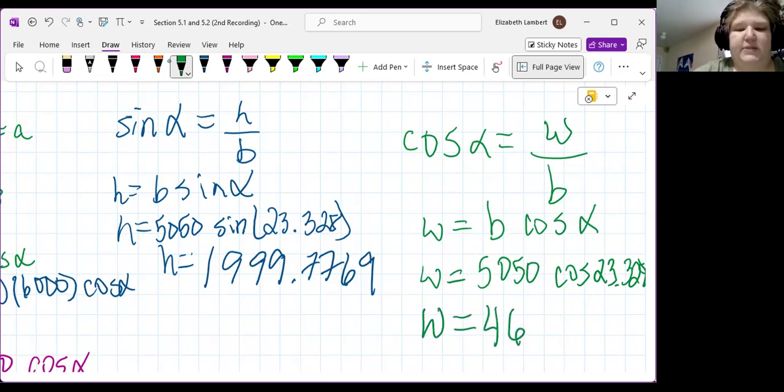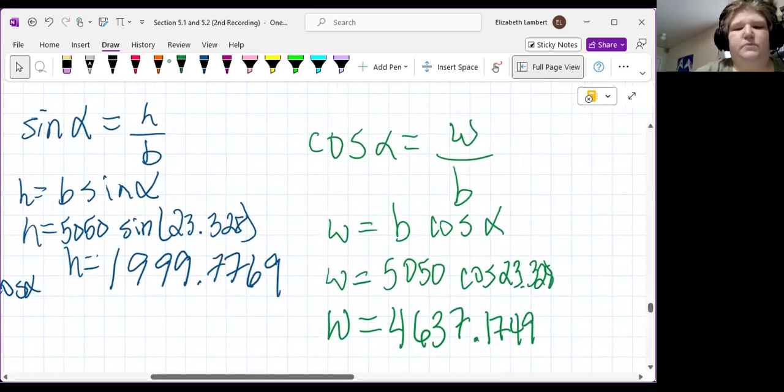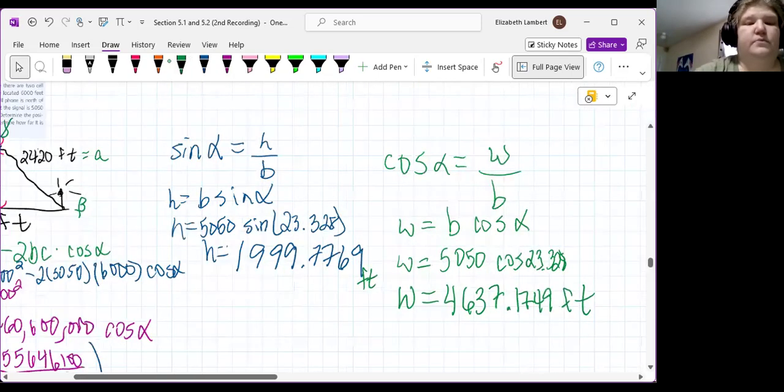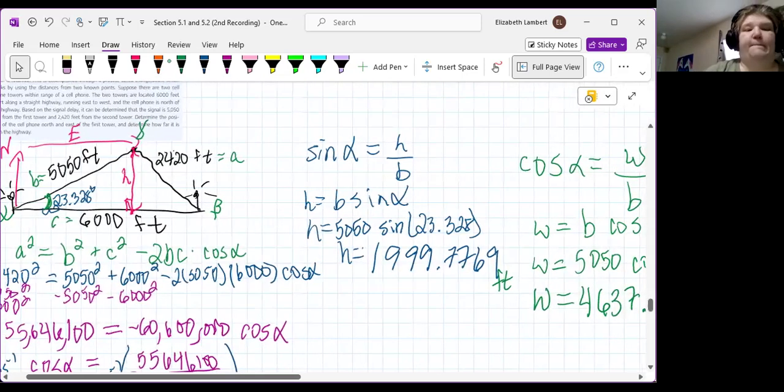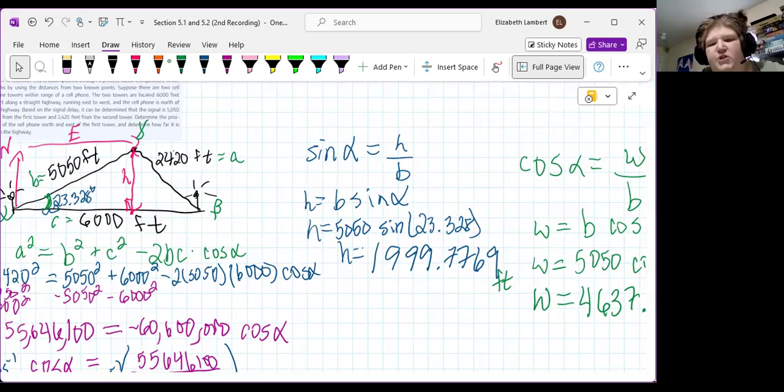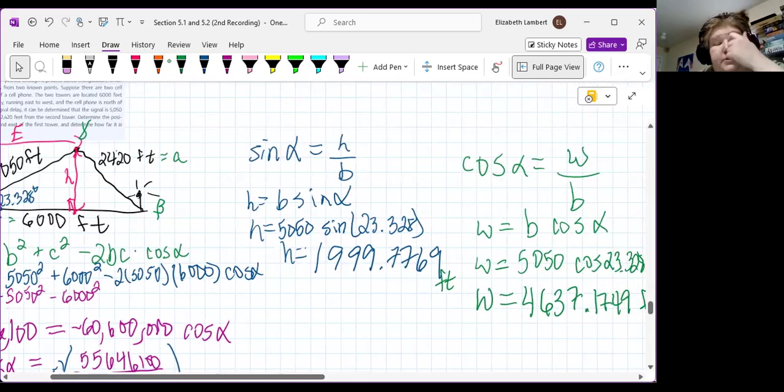And that is 4,637.1749 feet. So from the first tower, if you go 1,999 feet north and then go 4,637 feet east, you'll be really, really close to that person. You'll only be off by part of a foot, so a few inches, so you'll be there.